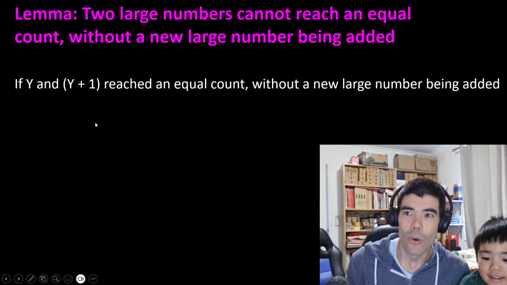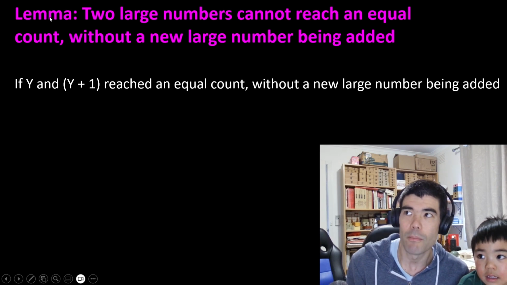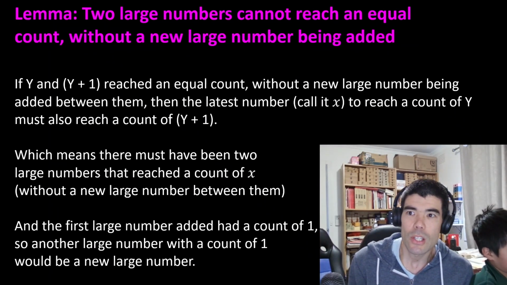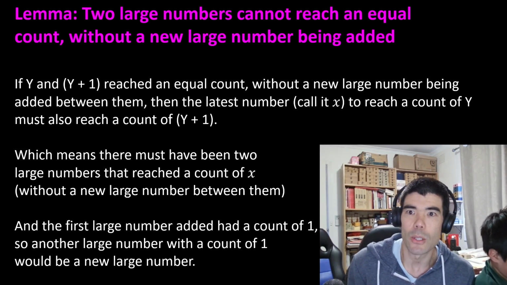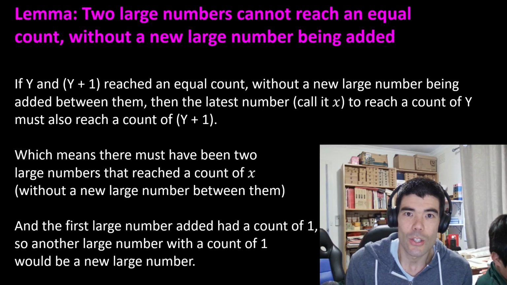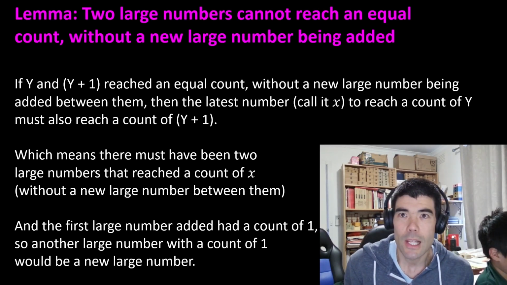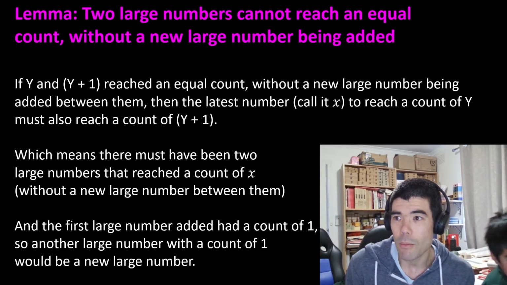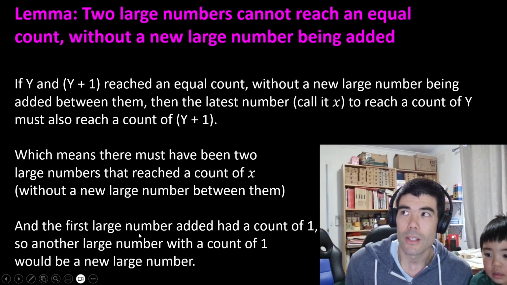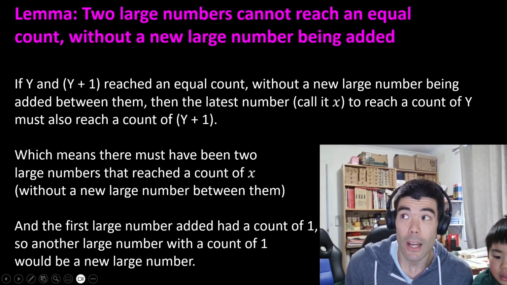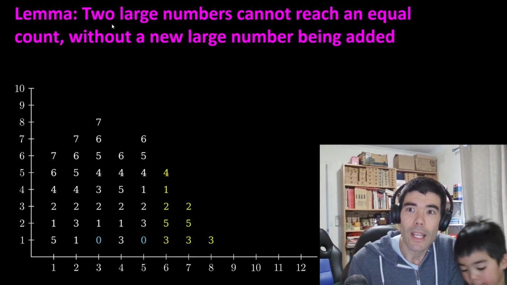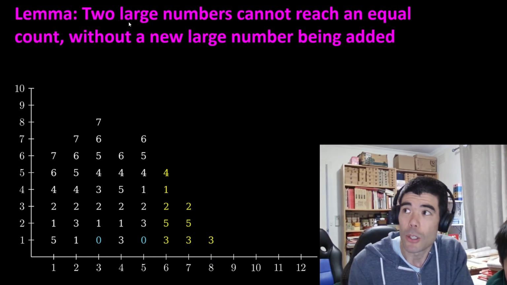In other words, there must have already been two other columns that both reached the same height, that is the height of x, again without a new large number being added between them. So we get that situation where the condition for these two equal height columns to come into existence is that there were already two columns that reach an equal height. But the first large number to be added must have been added with a count of 1. And if another large number were added with a count of 1, then that would be a new large number. So therefore, we can conclude that two large numbers cannot reach an equal count without a new large number being added between them.